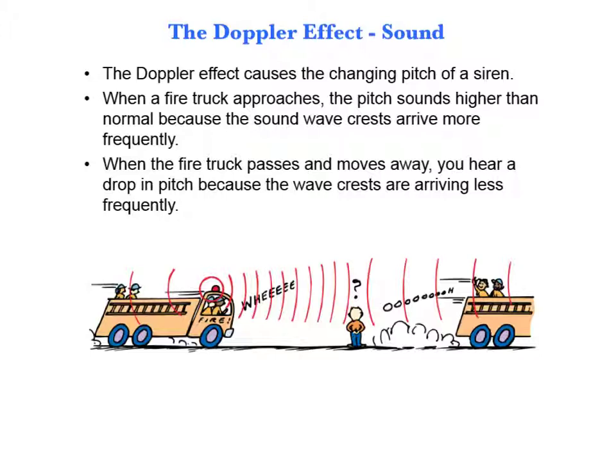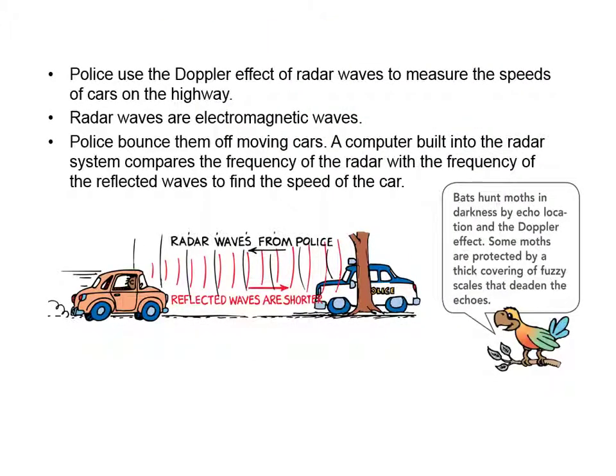Whenever you're driving along and you see a policeman using the radar gun, police use the Doppler effect of radar waves to measure the speeds of cars on the highway. Radar waves are a type of wave called the electromagnetic wave, and police bounce them off of moving cars. And then a computer built into that radar system compares the frequency of the radar with the frequency of the reflected waves, and we find the speed of the car. Bats use echolocation, right? They use the Doppler effect to tell how close the food is to them.